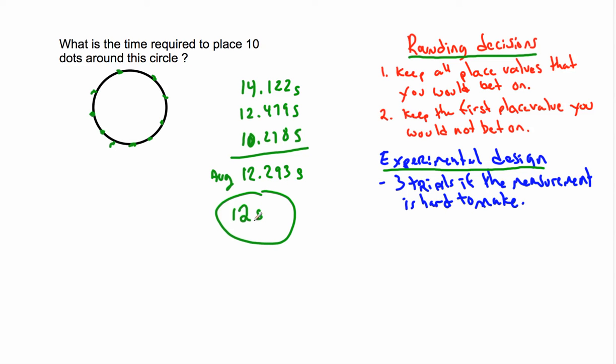What that communicates is that we have no confidence about our measured value in the tenths, the hundredths, or the thousandths place. You probably can see that by how variable these measurements are. What it does communicate is we have a high level of confidence in the tens place, and not much confidence in the ones place. But we keep that first place value where we lose confidence, and so we report the number as 12 seconds, as the amount of time it takes me to place 10 green dots around that circle.